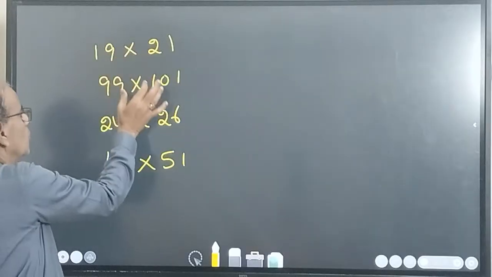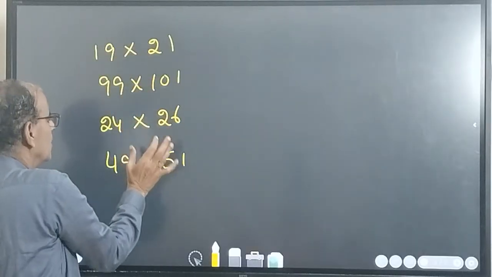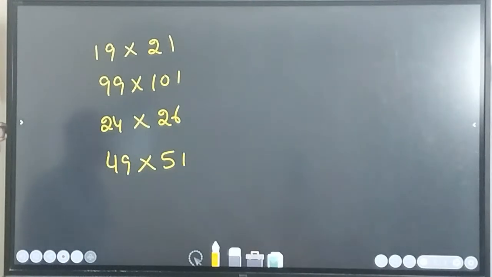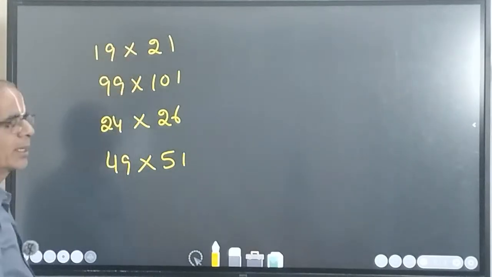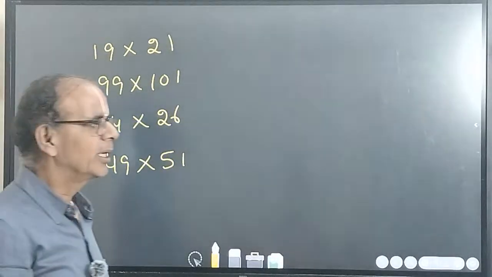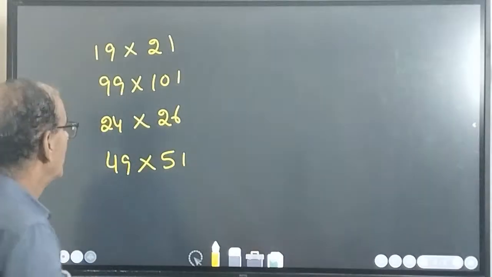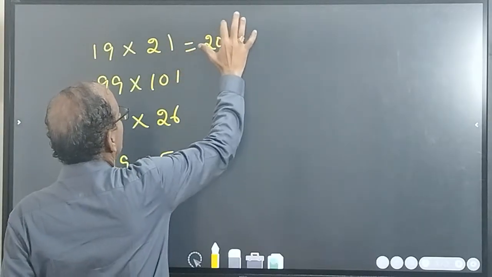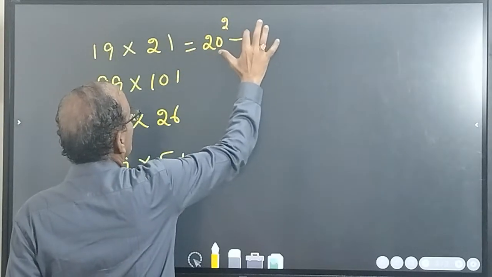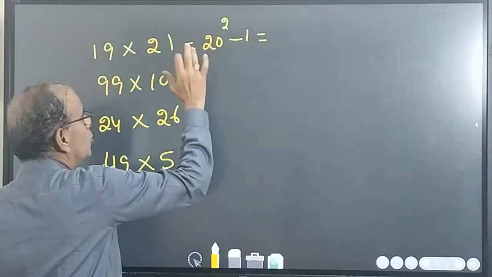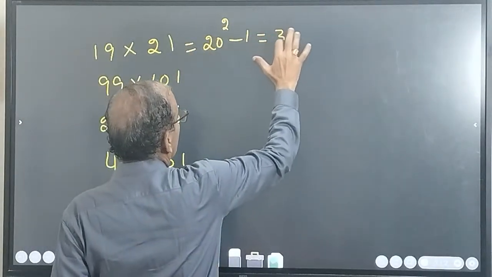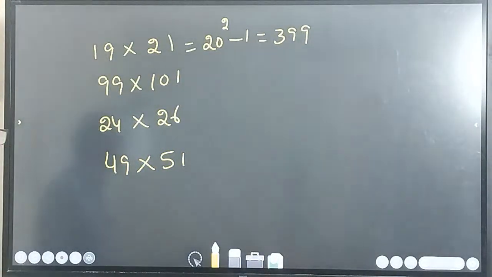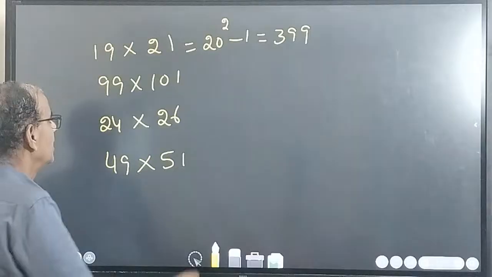Difference இங்கே எவ்வளவு? 2, difference எவ்வளவு? 2, difference 2, difference 2. Whenever difference is 2, take the middle number. What is the middle number? 20. Just you take 20 square and then subtract 1. That is the answer. 20 square is 400. 400 minus 1. What is the answer? 399.